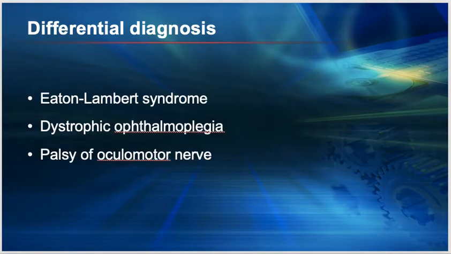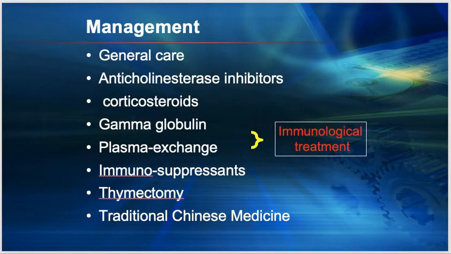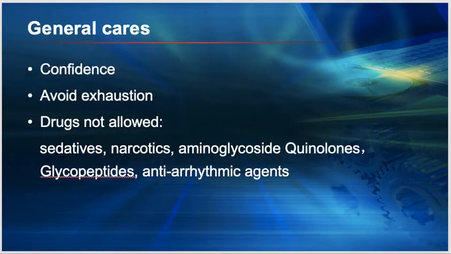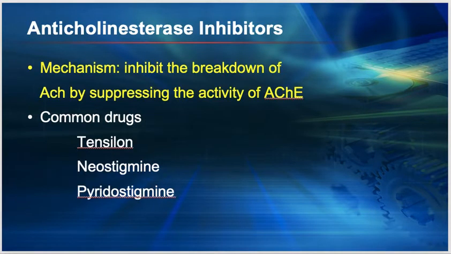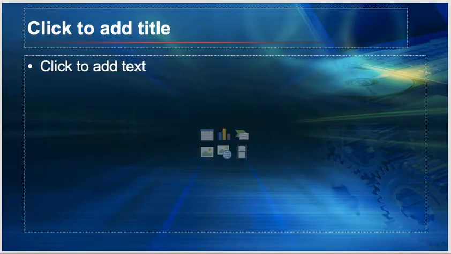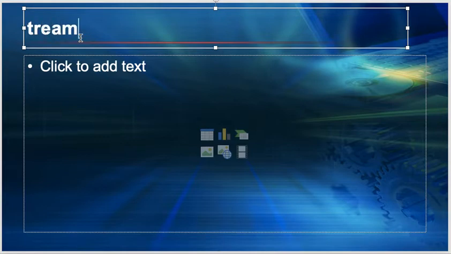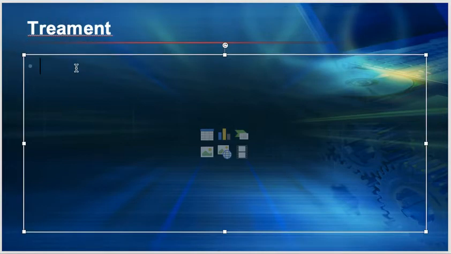So now, guys, in the differential diagnosis you can see Eaton-Lambert syndrome. I will talk about that in a while. How we treat these patients is important. The management: how do we manage or treat the patients? What is the treatment in myasthenia gravis?